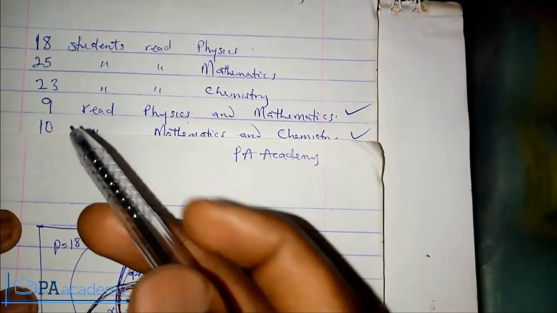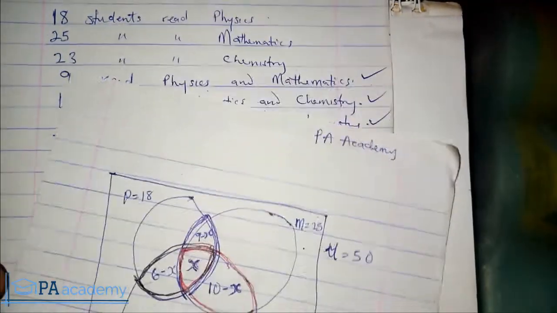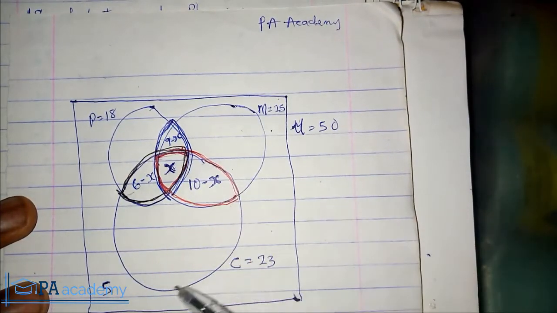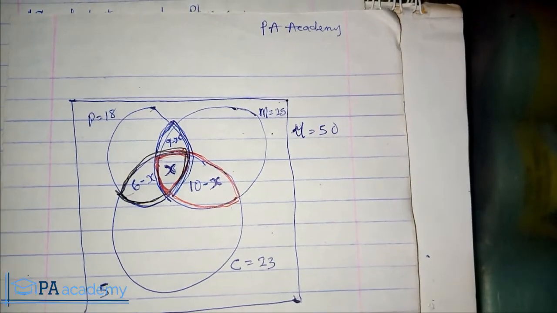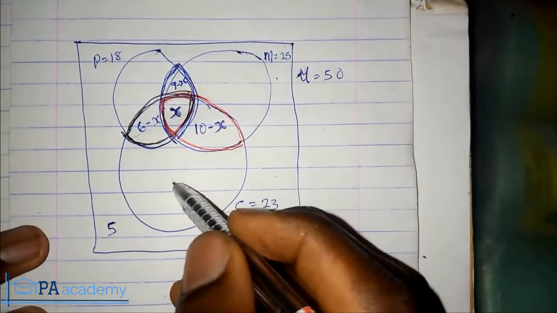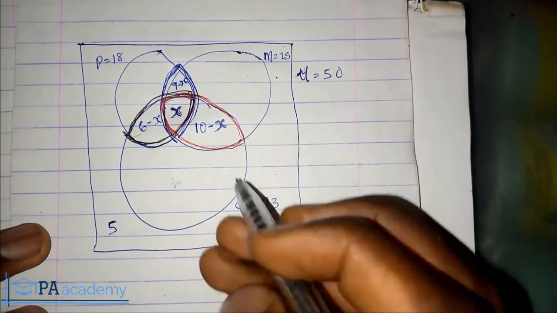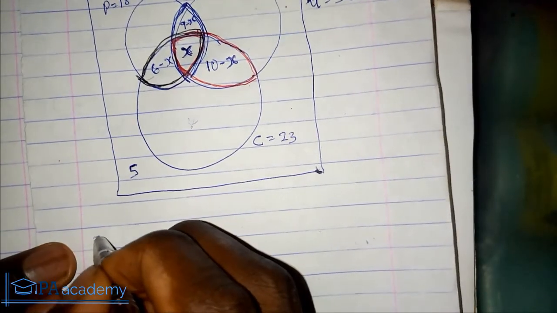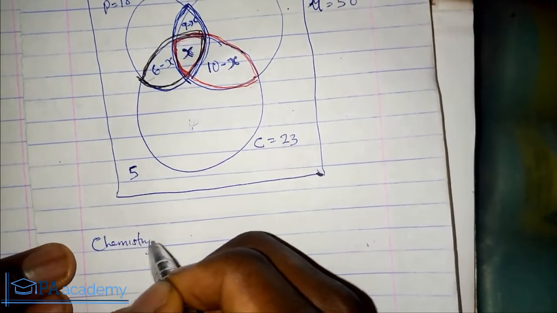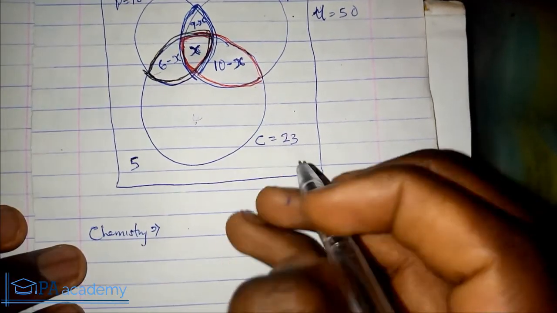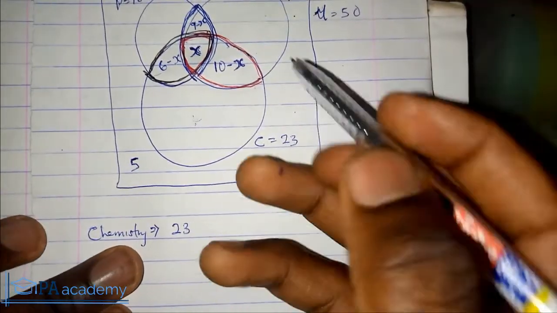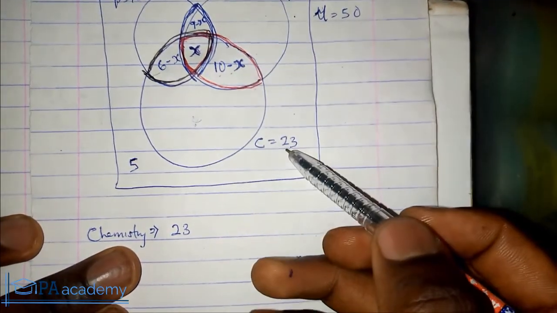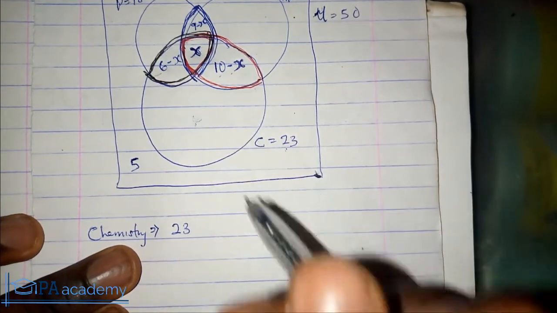So the next one said what? 23 students read chemistry. So that means by the time we have all the values here, it should give us 23. Now what we want to get is those that read only chemistry. Out of all these 23, how many of them read only chemistry? For us to get that, for chemistry, from that 23, we are going to deduct these 3 values, 6 minus X, X, and 10 minus X from 23 to get those that read only chemistry.